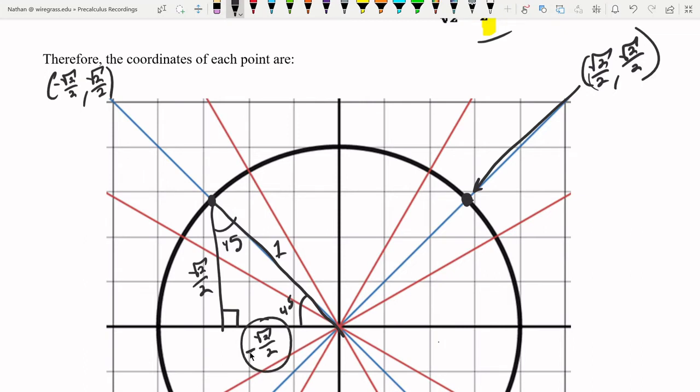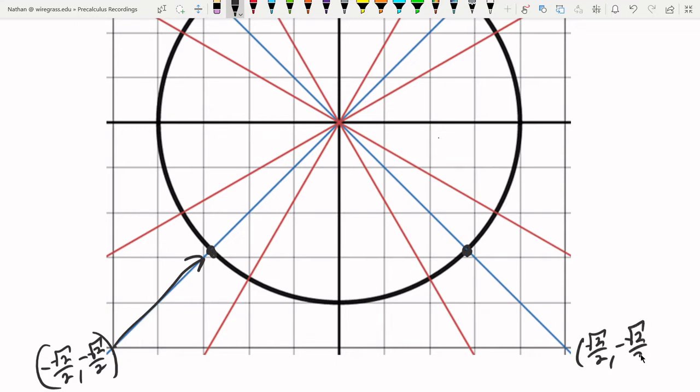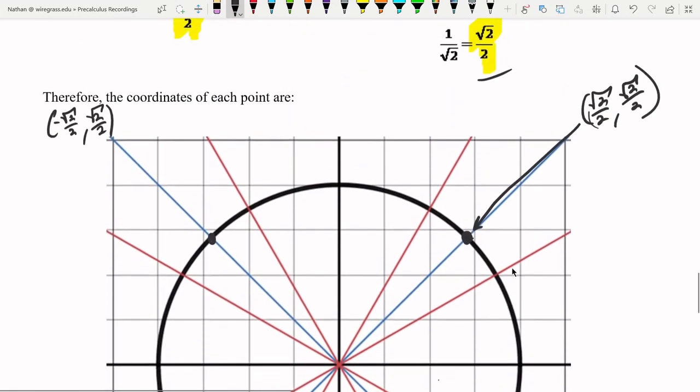I could have, but it's a little bit weird because these are distances and distances are never negative. But you can see it's the same numbers, root 2 over 2, root 2 over 2. But one of them is negative in this case. And likewise, I can do the same thing for the other two coordinates. This one here has to be negative root 2 over 2, negative root 2 over 2. And this one here, the only way this one will work is a positive root 2 over 2 and a negative root 2 over 2. Okay, so those are the 45, 45s.